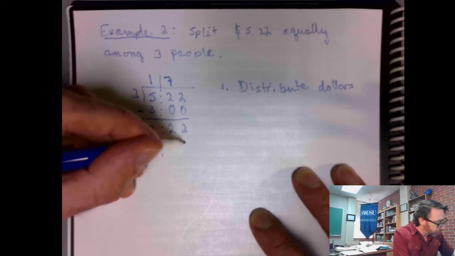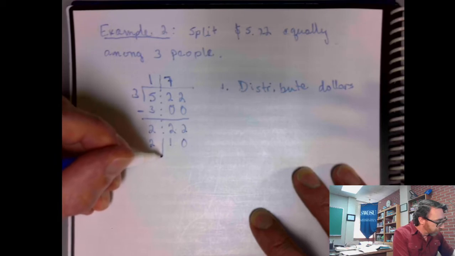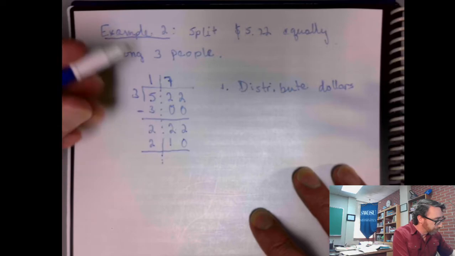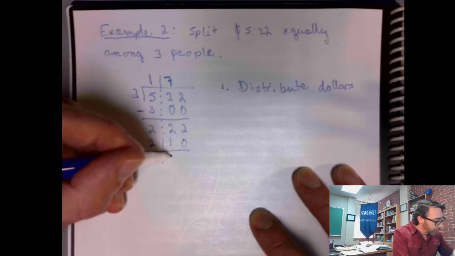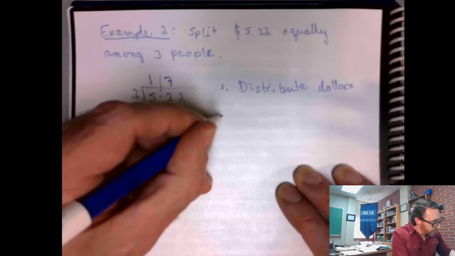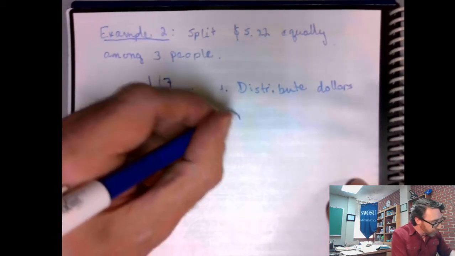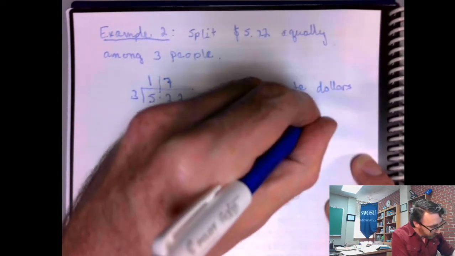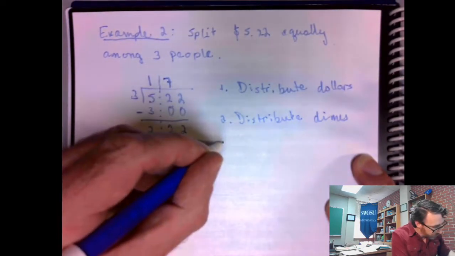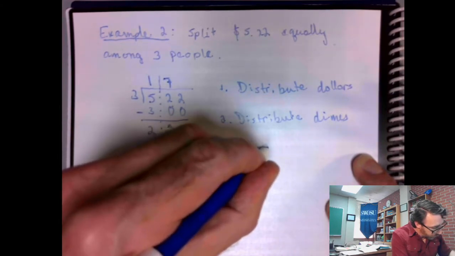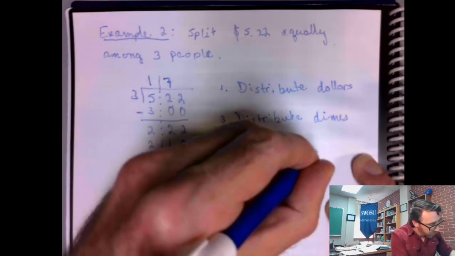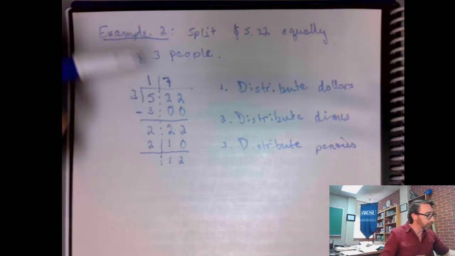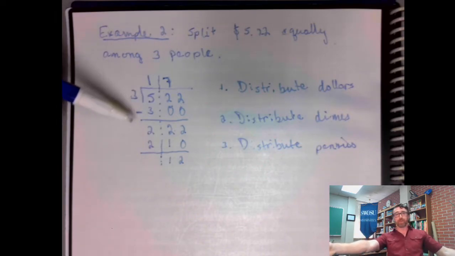That means I've distributed 21 of the 22 dimes. So that leaves me with 12 cents. So distribute dollars. Distribute the dimes. And lastly, distribute those pennies. Okay, so we started out with the $5.22.